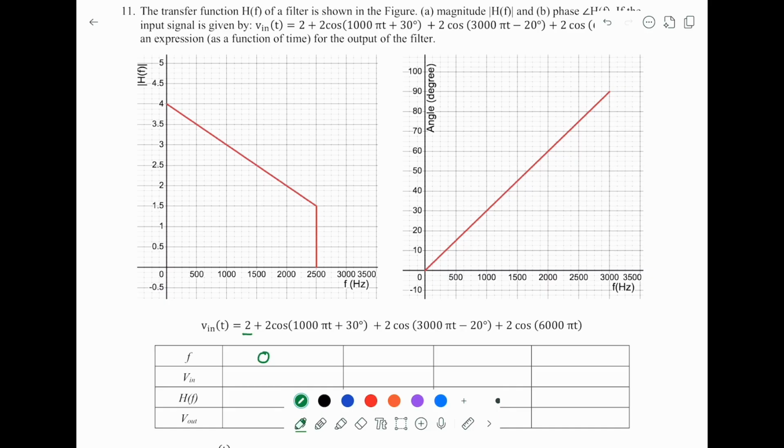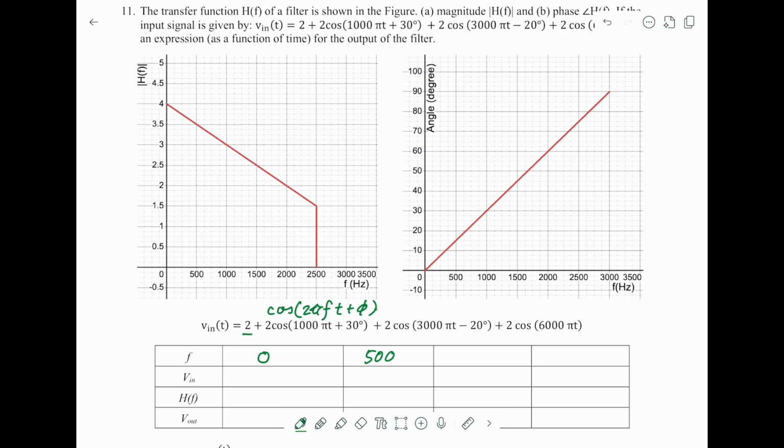The second term here is a cosine. We should compare this term with cosine omega t plus the phase angle. Now the omega t can also represent, we write this one as cosine 2 pi frequency t plus phase angle. So it's very clear now, the frequency of the second term is 500 Hz.